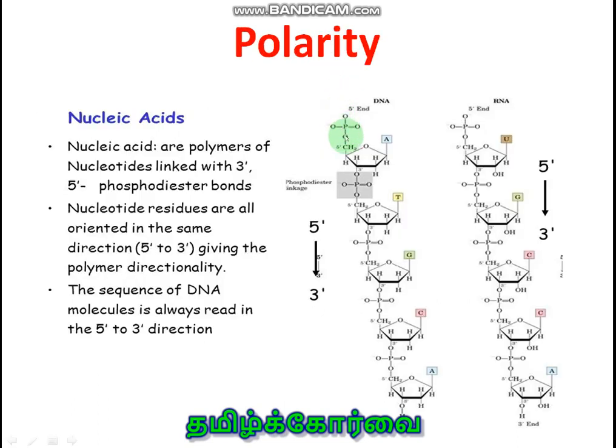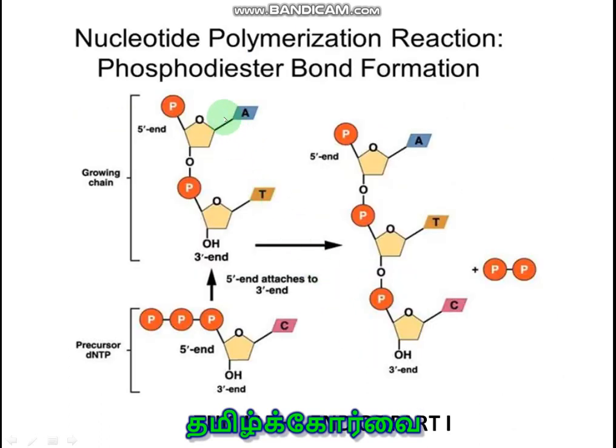You see here, this is the DNA strand, the polymerized DNA strand. Here the 5 dash carbon is free. Here the 3 dash carbon is free. So the polarity is said to be in the 5 dash to 3 dash direction. Okay, next one is the nucleotide polymerization reaction.